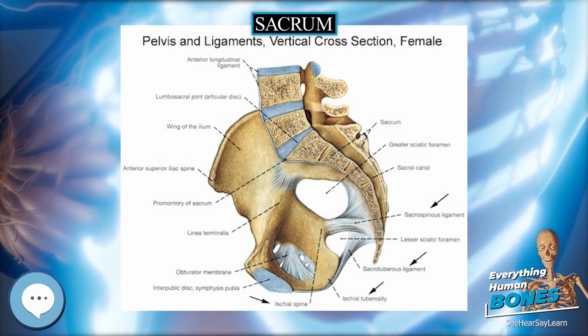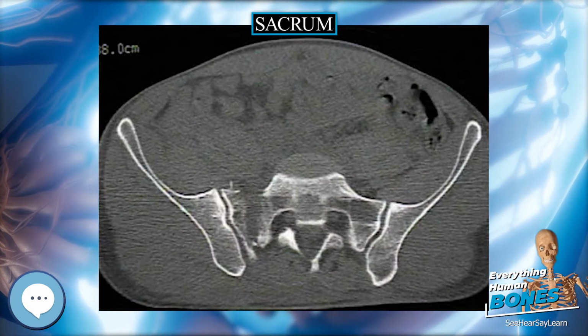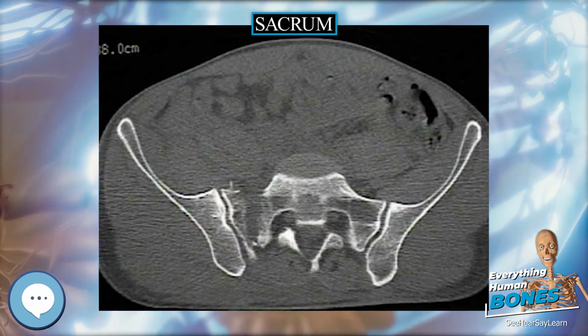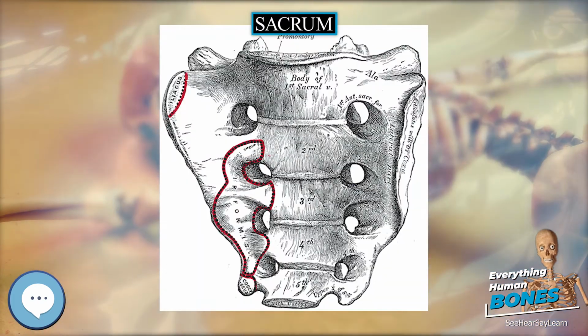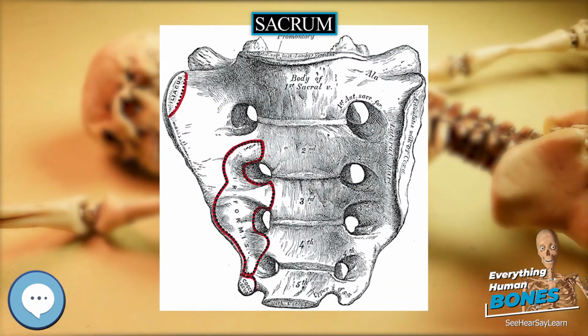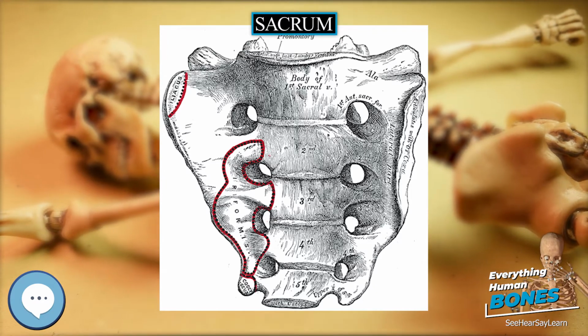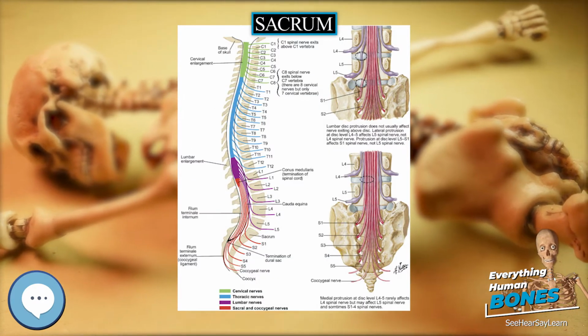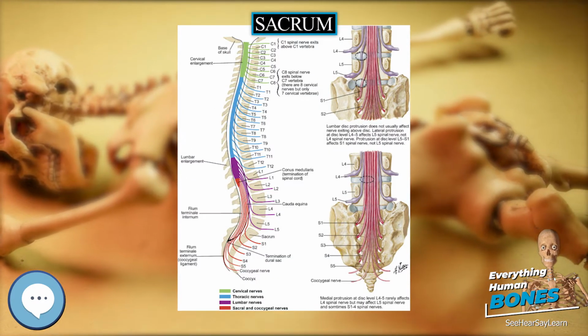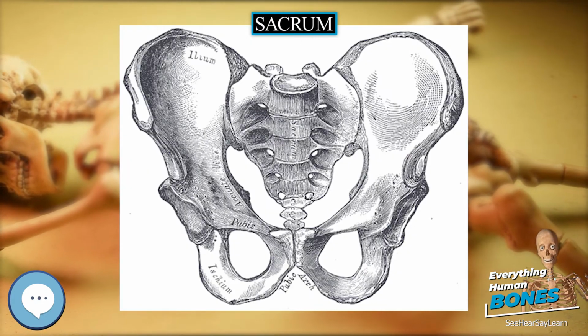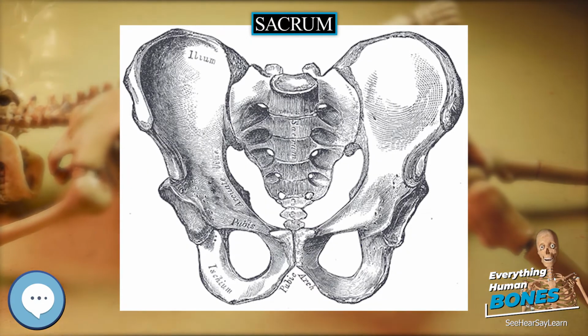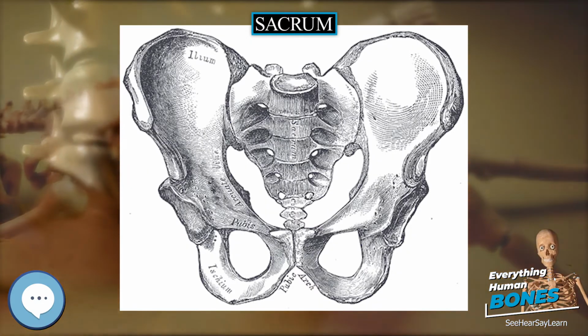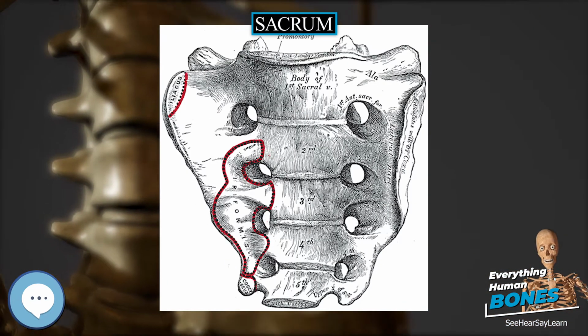In the middle of the base is a large oval articular surface, the upper surface of the body of the first sacral vertebra, which is connected with the undersurface of the body of the last lumbar vertebra by an intervertebral fibrocartilage. Behind this is the large triangular orifice of the sacral canal, which is completed by the lamina and spinous process of the first sacral vertebra.